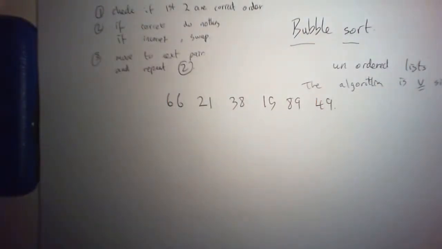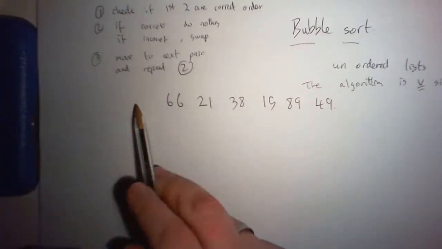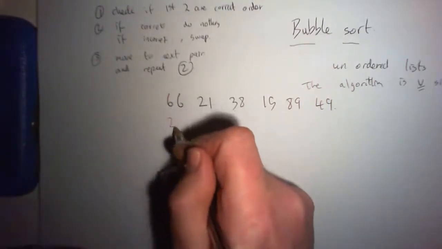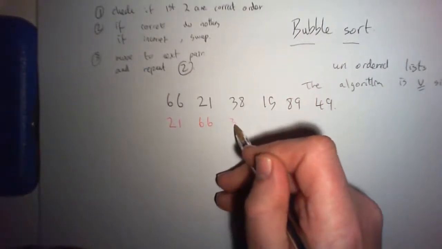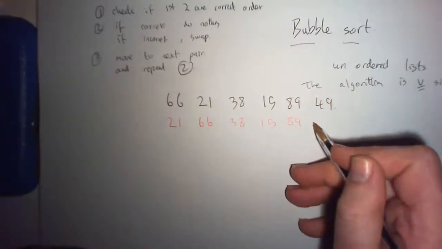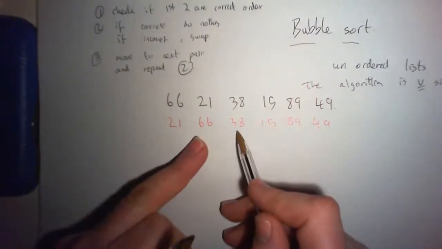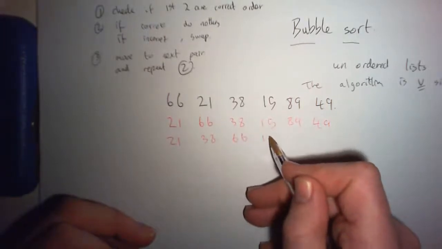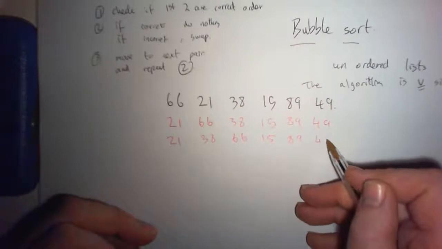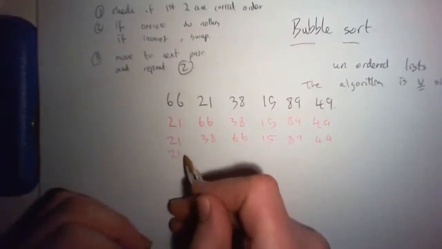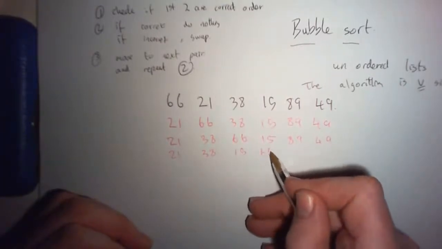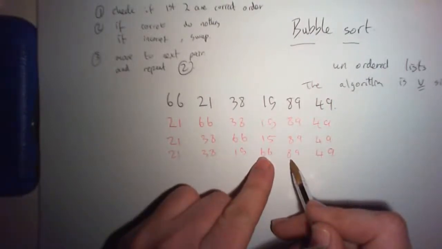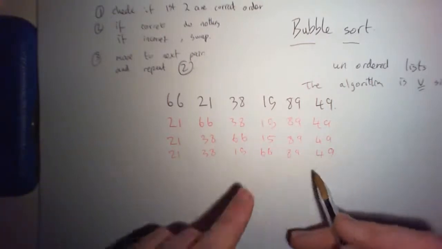Okay. So we're going to go through the first pass. Check that the first two are in the correct order. If they're not, swap. Check the next pair. Okay. Swap. Check the next pair. Swap. Check the next pair. That's okay. Check the next pair.